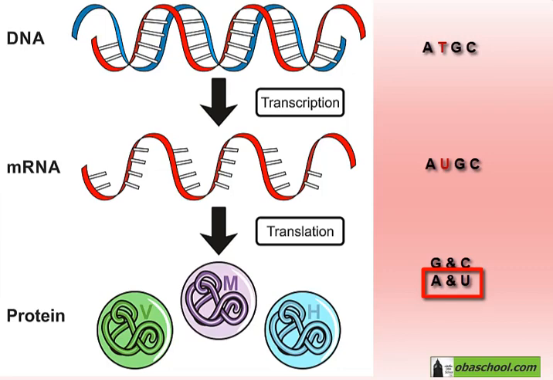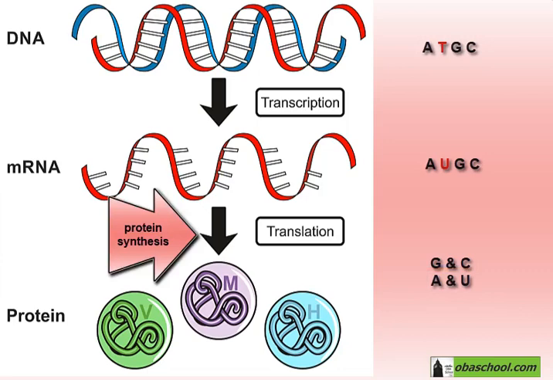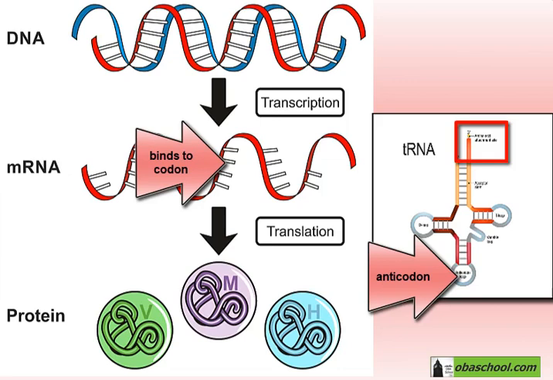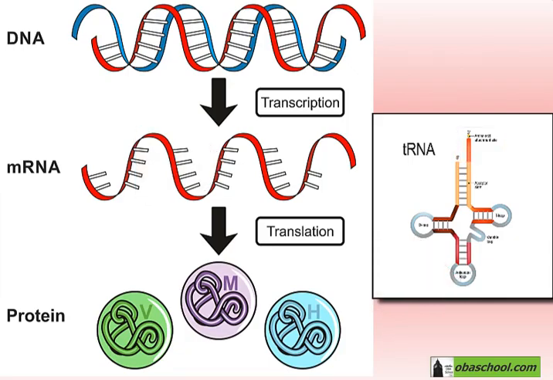So when we have protein synthesis, which is the process of translation of mRNA into polypeptides, the anticodon pairs with the codon on the mRNA, bringing with it the amino acid attached to the other end. And this is how we start synthesizing the amino acids into a polypeptide chain.